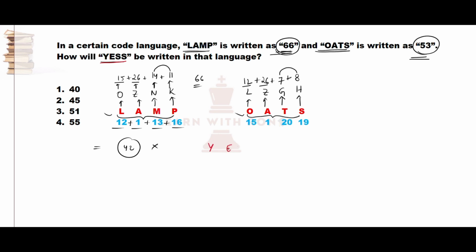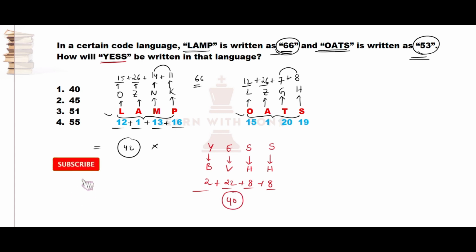Now let us find the value for YESS here. Y, E, S, S. The opposite letter of Y is B, of E is V, of S is H, and the opposite letter of the other S is the same, H. And the corresponding values: B is 2, V is 22, H is 8, and here also H is 8. Now if I add these values, 22 plus 8, 30, 2 plus 8, 10. So 30 plus 10, we got the value of 40, which is option number 1 here.